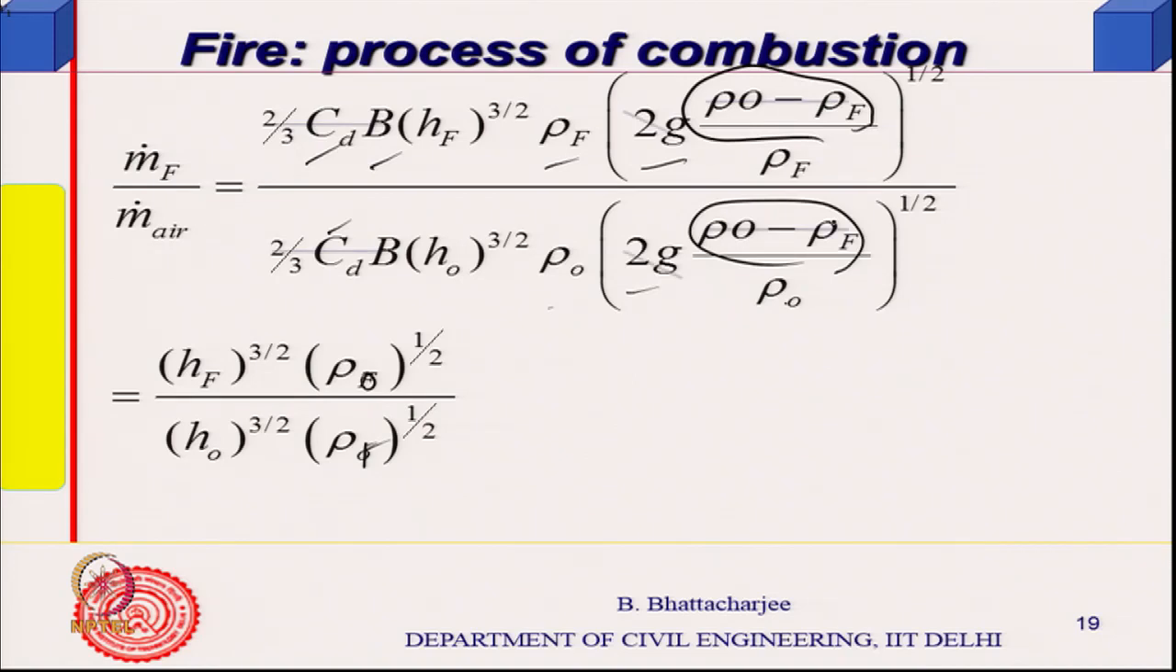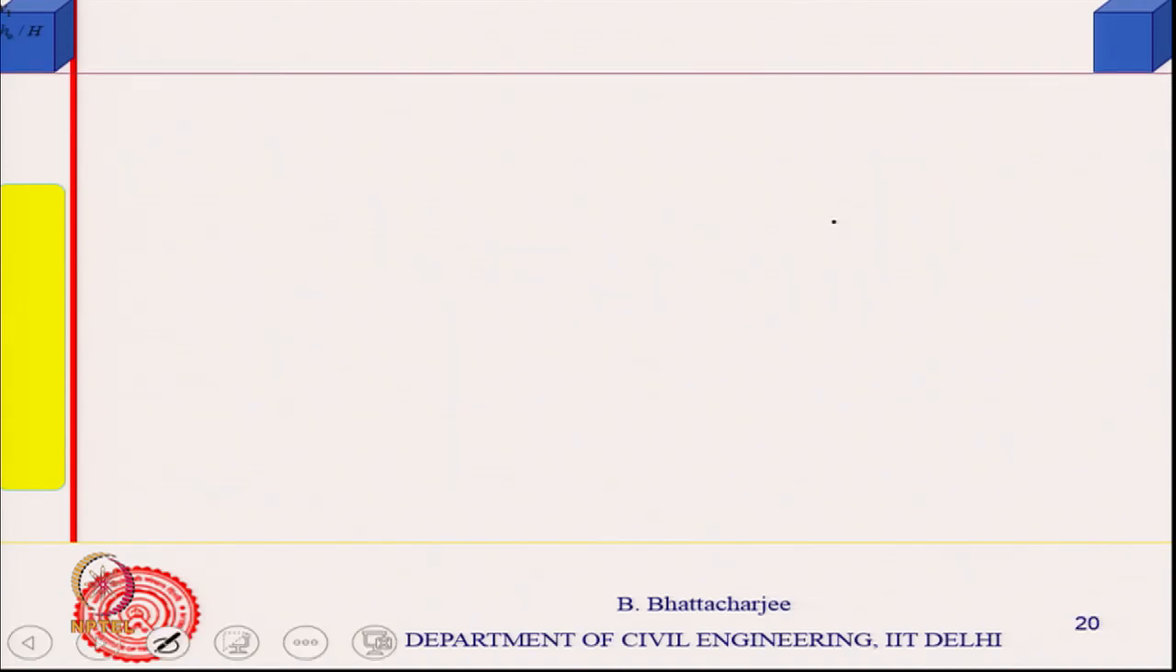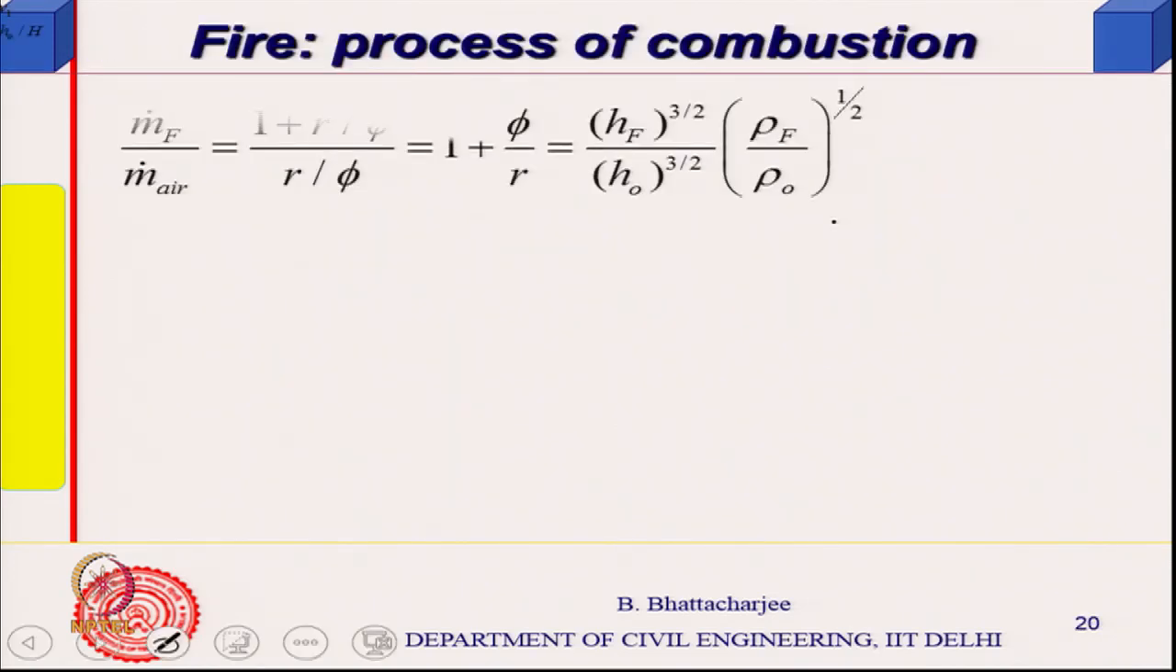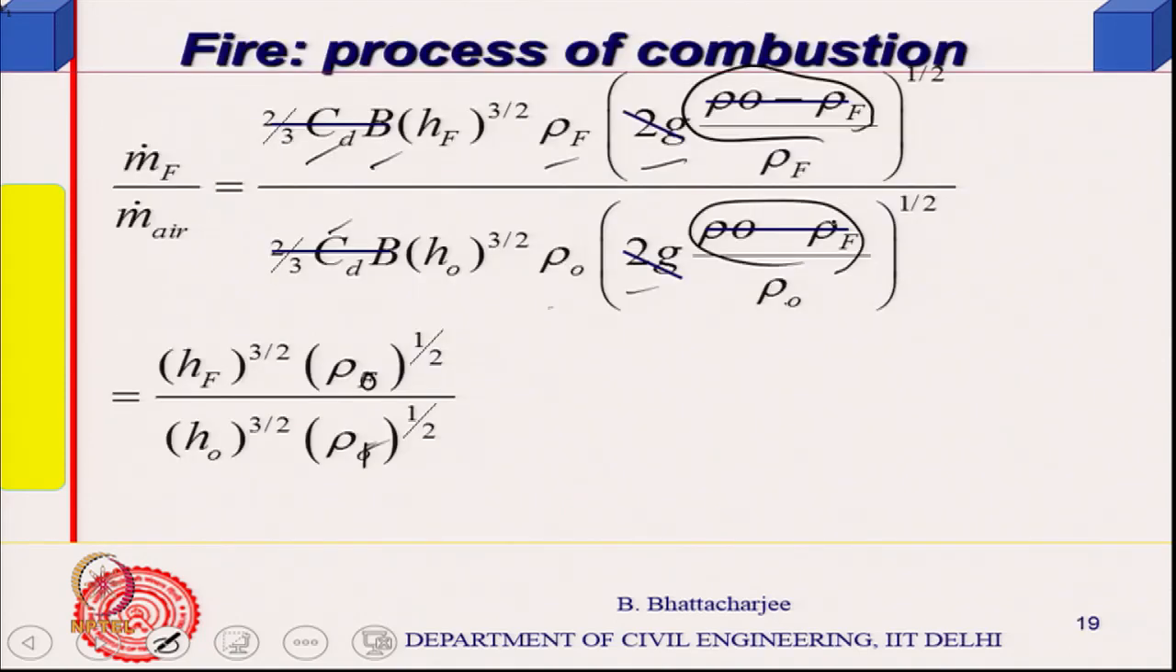So, the ratio of these two must be equal to, this ratio must be maintained. Yeah, I think this is fine, this is corrected here, that is right. Rho f, why is rho f?